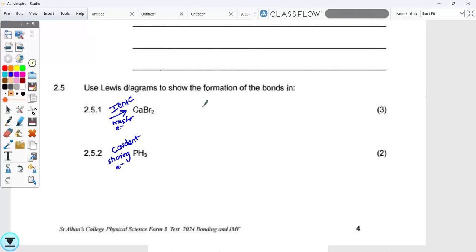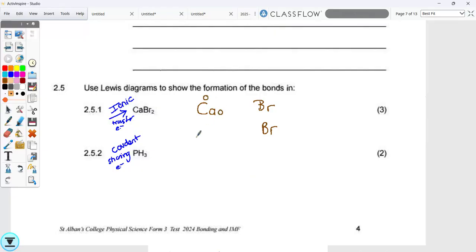Alright, so now for the ionic one, you just draw them separately. Like you said, that is your next first step. So you're going to draw calcium with its electrons, and you're going to draw Br with its electrons. But there are two of them. So actually the symbol helped you. So calcium has how many electrons?